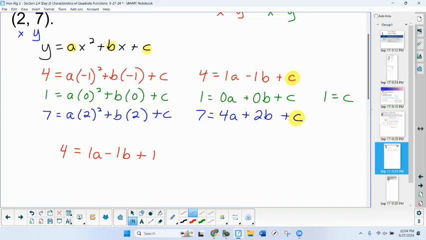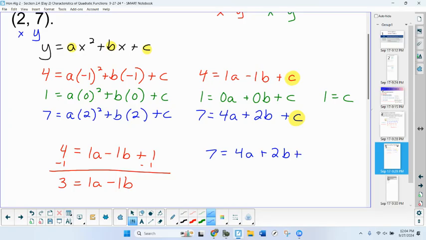What would you guys do with that one? Subtract it over, and what do you get for the red equation? 3 equals what? 1A minus 1B. Okay? Now let's work with the blue equation. I had 7 equals 4A plus 2B plus C, which was 1. Now let's get that A and B by itself. Move this over. What are you guys going to do? Subtract 1 and you get what? 6 equals 4A plus.